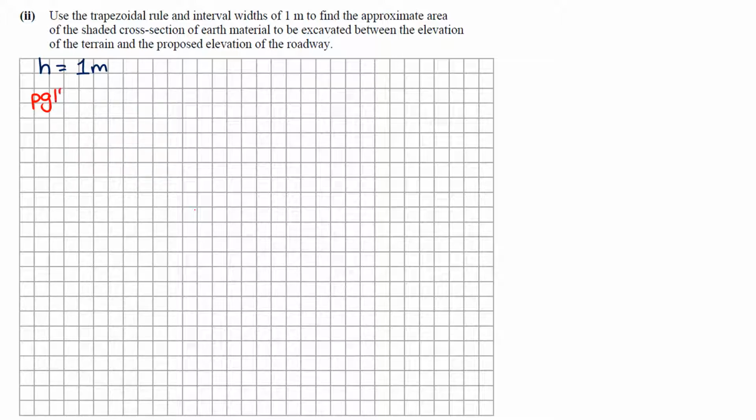On page 12, we have the trapezoidal rule. The trapezoidal rule tells us that A is approximately, and remember this is an approximation, h over 2, where h is the width. Look at the diagram on page 12 to remind you of that. And we have y1 plus yn plus 2 times (y2 plus y3 plus y4 all the way up to yn minus 1), so the second last one, and that's our formula.